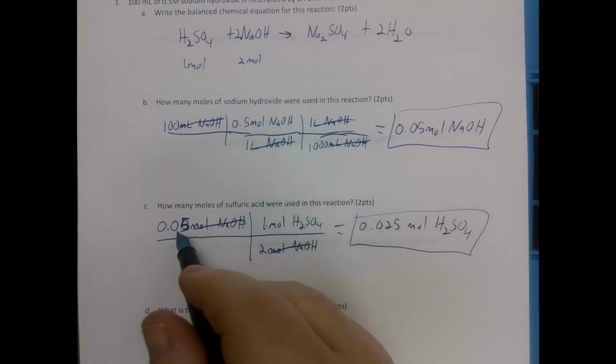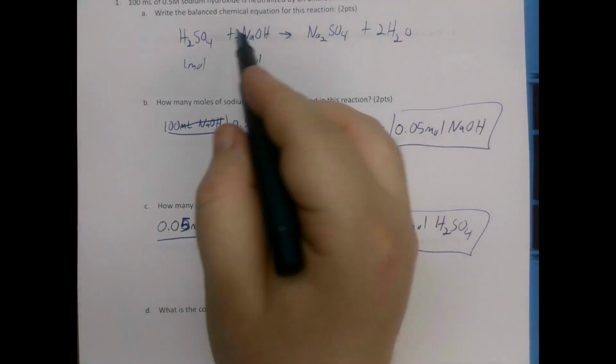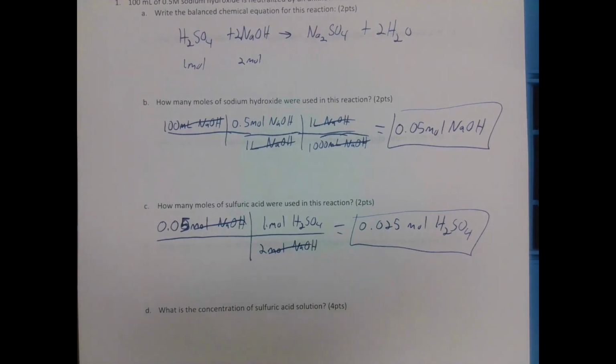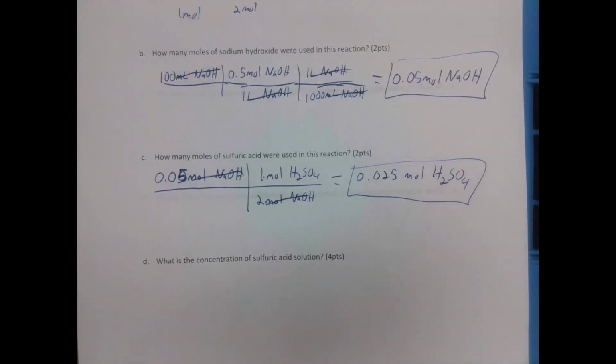You could have recognized all you need to do is divide by 2. You would have half as much sulfuric acid. But you will see I am very, very rigorous in doing homework problems to ensure I don't make a mistake.